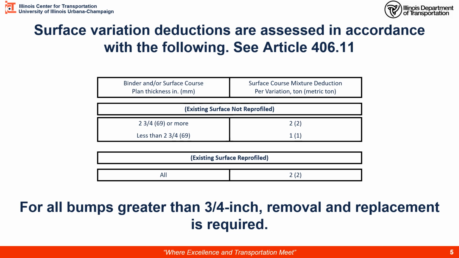If you're placing an overlay on top of the existing surface, where it's concrete or asphalt, you're going to look at the combination of binder and surface course thickness. If that thickness is over 2 3/4 inches, you're going to deduct 2 tons of the surface course cost. If it's less than 2 3/4, you're going to deduct 1 ton of the surface course bid price. And then for any bumps greater than 3/4 of an inch, you're going to do a removal and replacement.